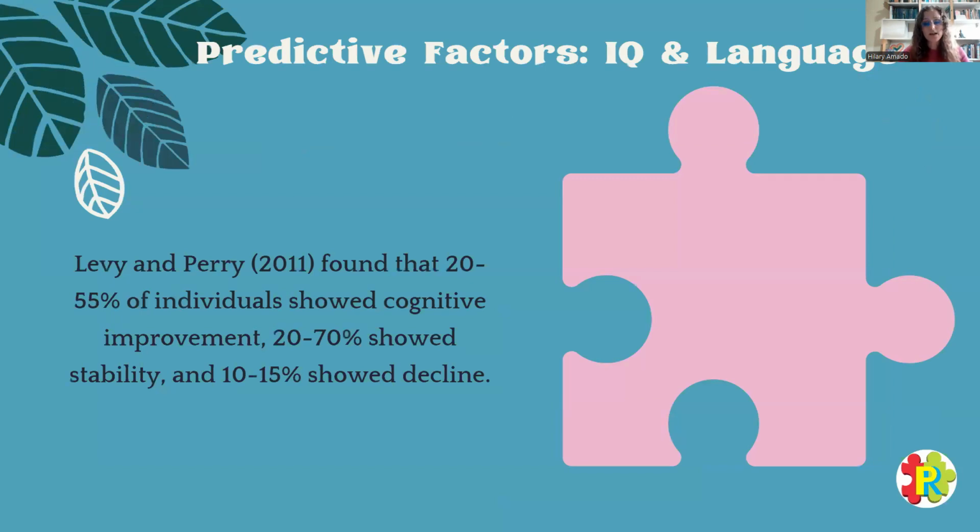Cognitive functioning in individuals with autism generally improves or remains stable over time. However, more research is needed to determine if a minority of individuals experience cognitive decline. Levi and Perry found that 20 to 55% of individuals showed cognitive improvement, 20 to 70% showed stability, and 10 to 15% showed decline. These declines may be related to the assessment tools used or indicate a plateau in growth.